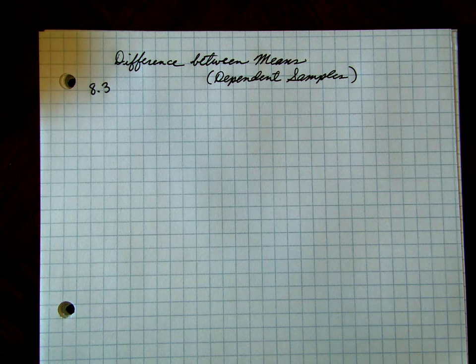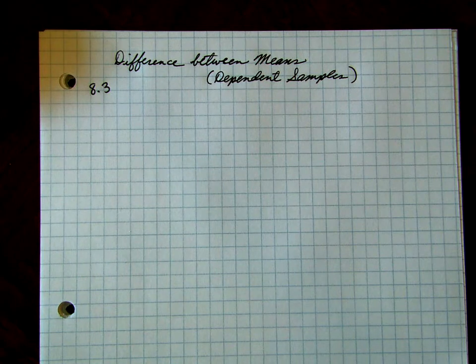The classic situation for testing the difference between means in dependent samples is the usual before or after situation, where you want to improve or reduce something. Let's take a look at the try-it-yourself problems. There's 2 of them in section 8.3 of our textbook.